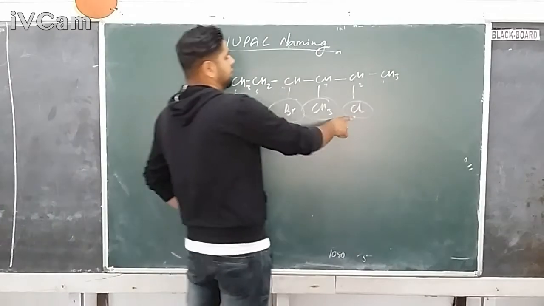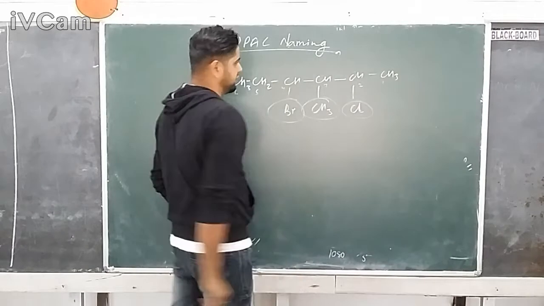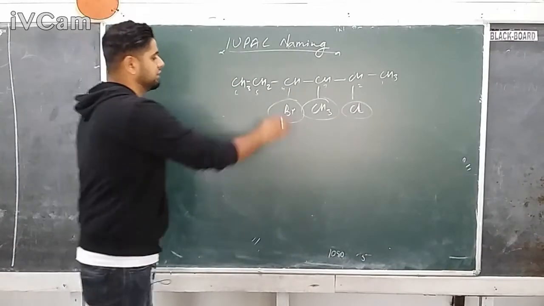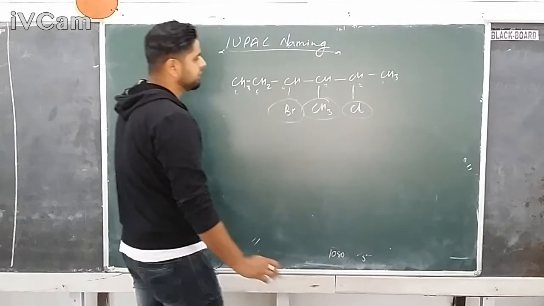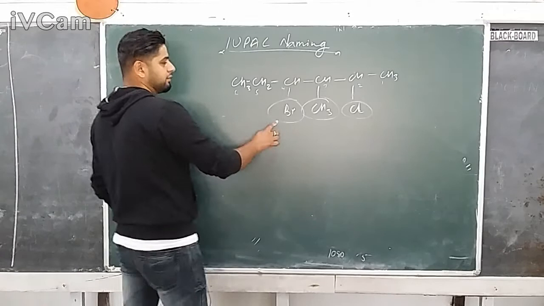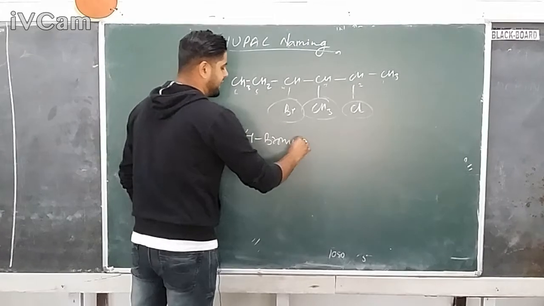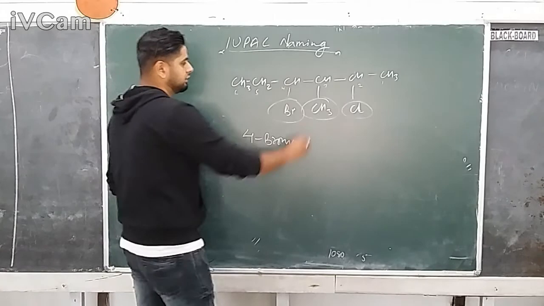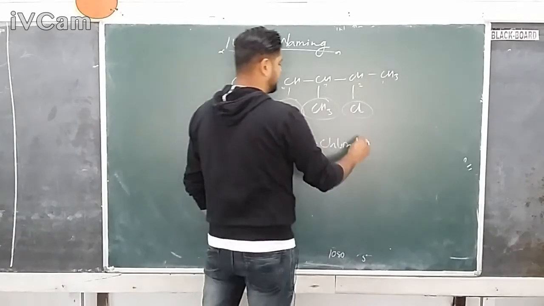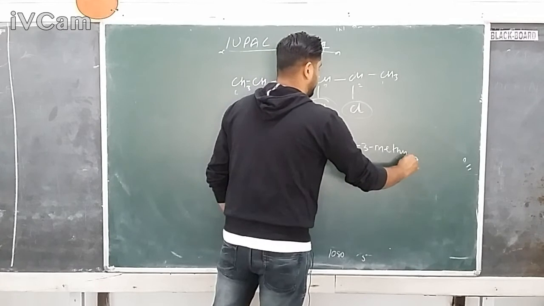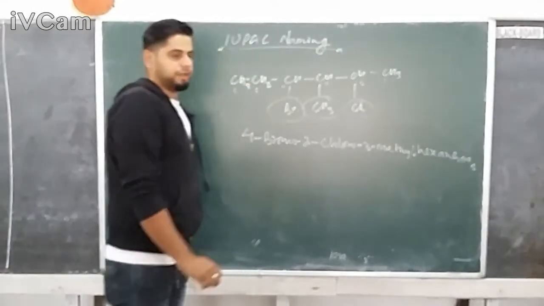Now this chlorine is at second position, methyl is at third position, bromine is at fourth position. While writing the name for the substituent groups, you need to arrange these groups alphabetically. Which one will come first? Obviously, bromine will come first. So 4-bromo. After that, give a hyphen. Then 2-chloro. Give a hyphen again. Then 3-methyl. What is this? Number 6. So this is hexane.